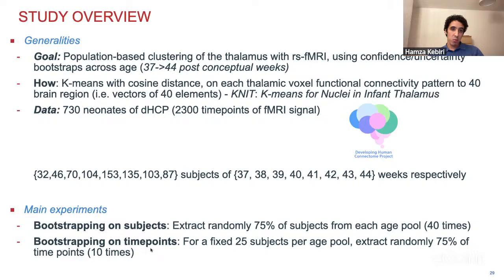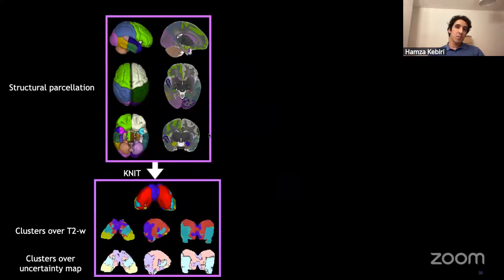We also do the same with the time points. This time we have 2,300 time points of the BOLD signal, the blood oxygenation level dependent signal, and we take only 75% of them. Then we apply the whole pipeline again and see the agreements in the clusterings. This is a schematic presentation and also some results for 42 weeks.